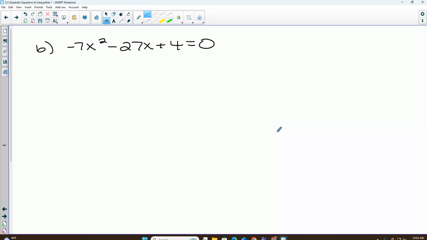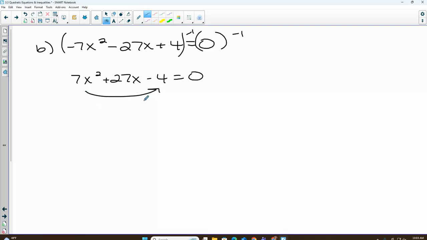Now, when we did slip and slide, I told you don't ever do slip and slide if your first term's negative because you'll mess up your signs later on. So if I don't want a negative 7x squared, what do I need to do? Yep, either multiply or divide both sides by negative 1. So then we can slip and slide.